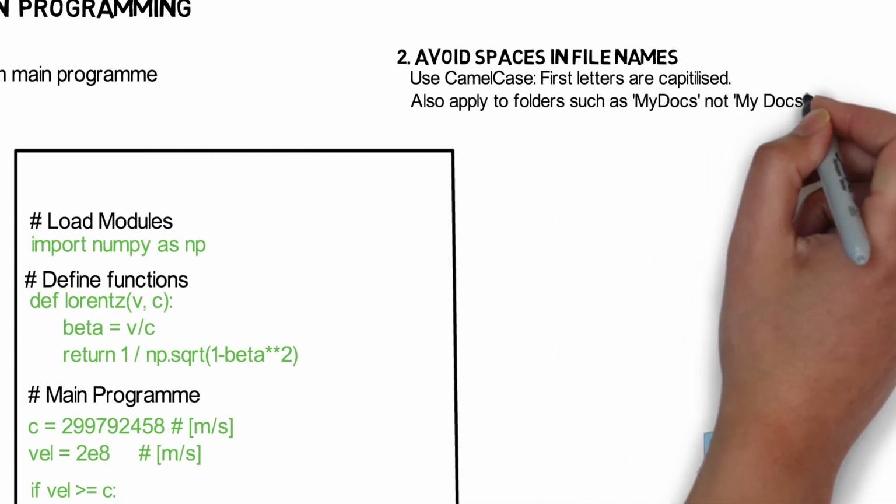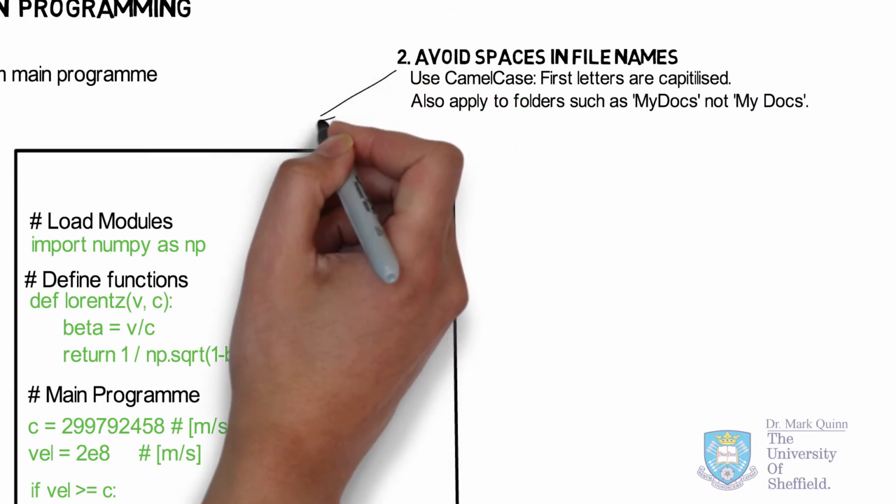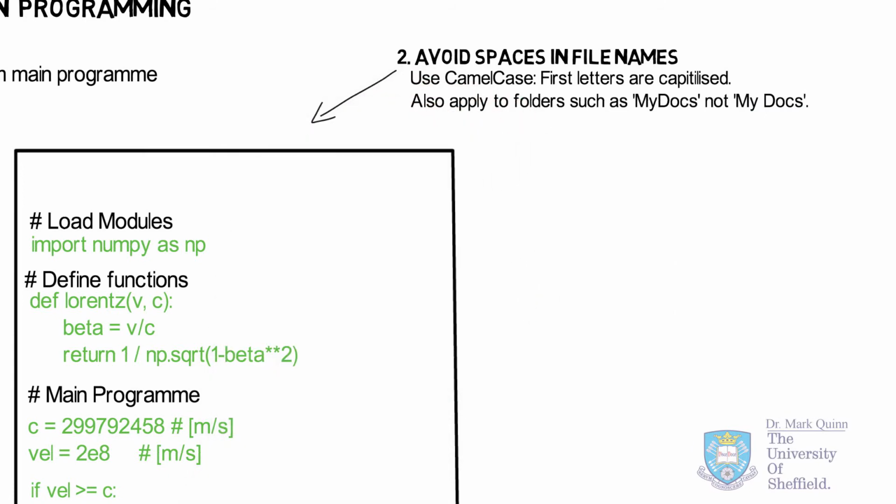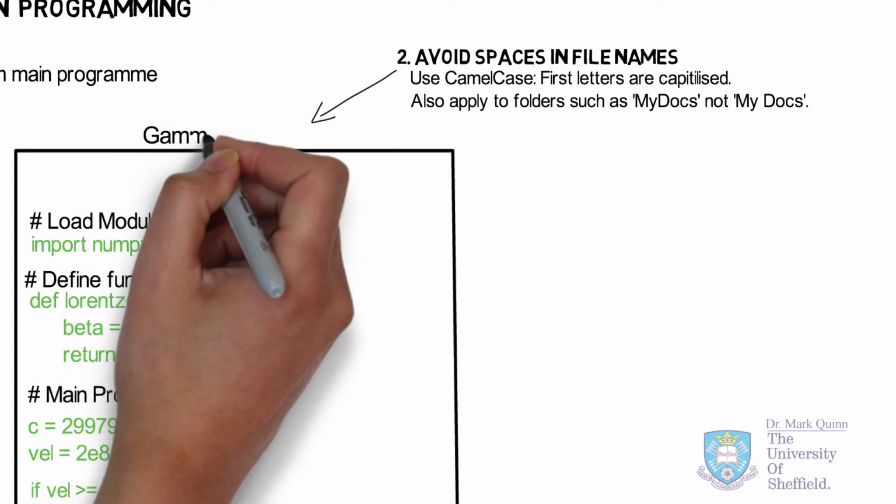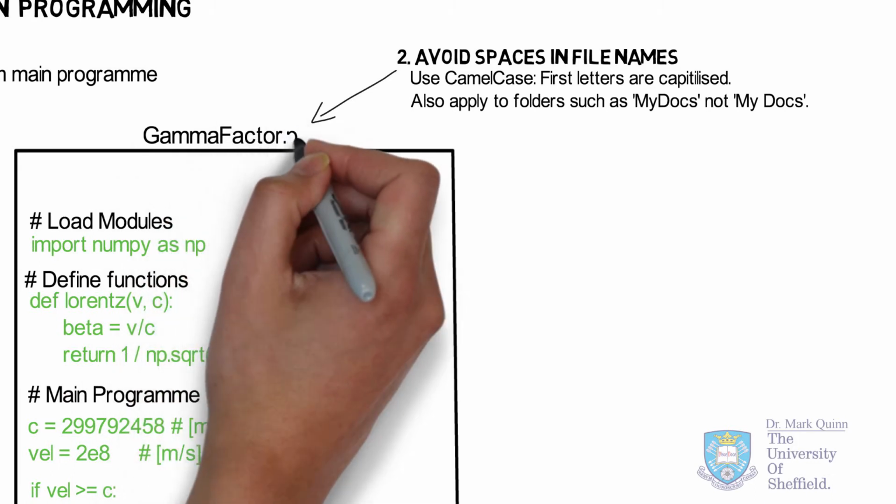You should also apply this to the case of folders and directories. The key reason why we avoid spaces in file names is that later on, if we do program a data analysis, for example, we'll want to load files from a certain directory or path, and not having spaces in those paths makes it a lot easier to do. Here we will call this script gamma factor. We will capitalize G and F.